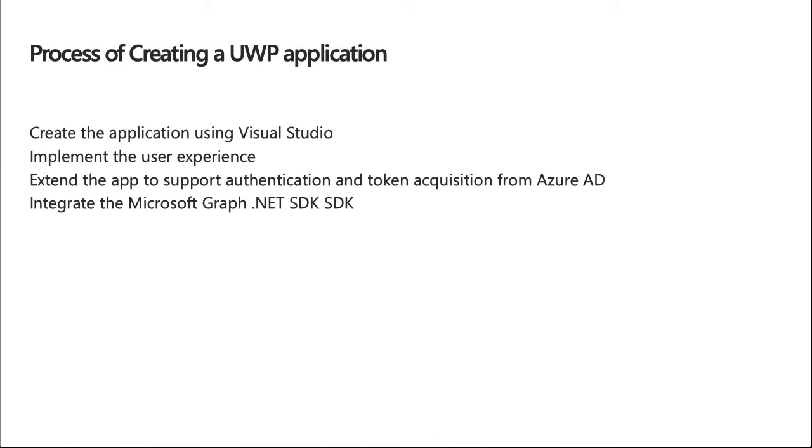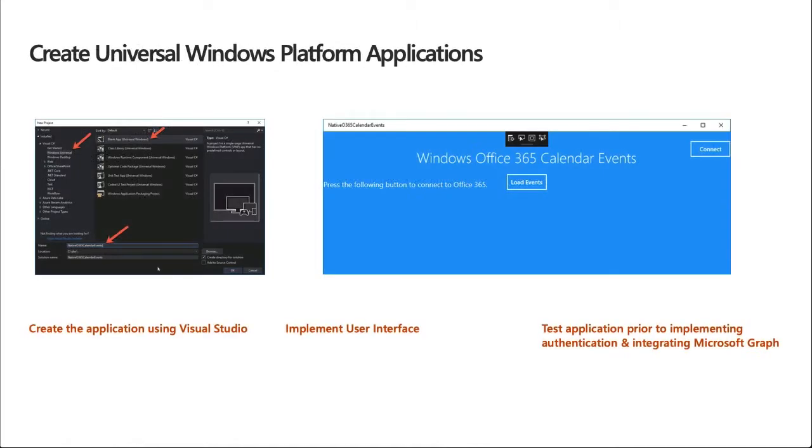So how do we go about creating a Universal Windows Platform application? You're going to do this using Visual Studio. So you're going to first create the user experience, and then in the context of trying to get data out of the Microsoft Graph, you're going to extend the app to support some sort of authentication and token acquisition from Azure AD. And then you're going to integrate something like the Microsoft Graph .NET SDK.